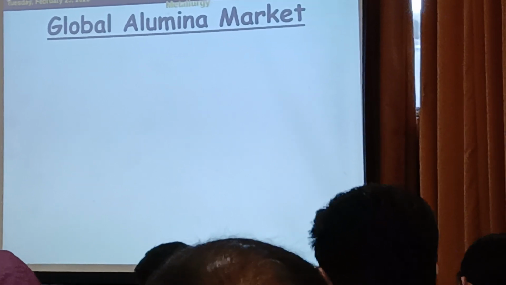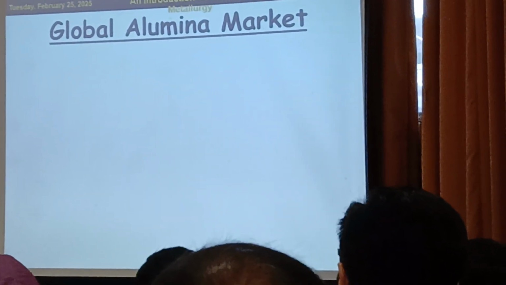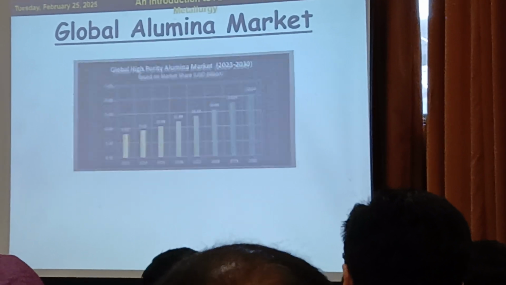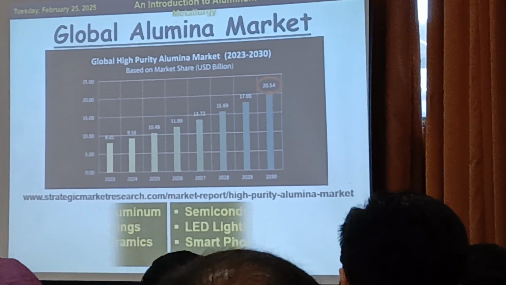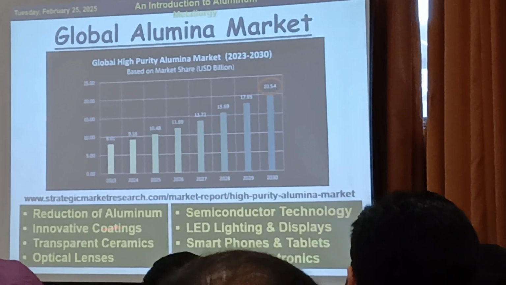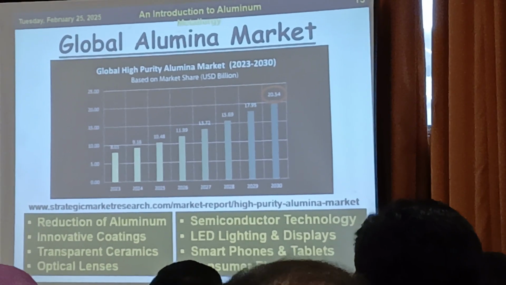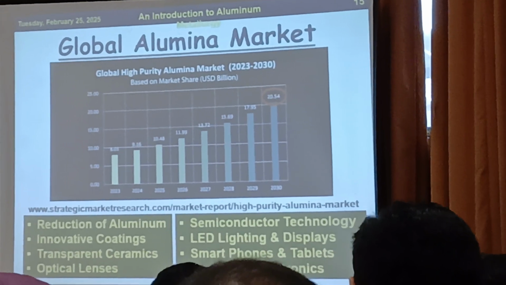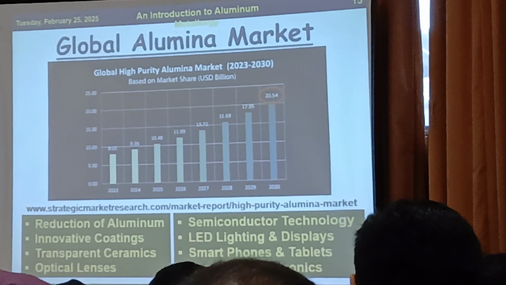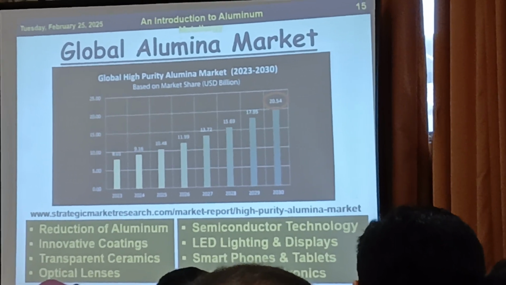Before I tell you the melting point, I will show you the global market of the alumina. Alumina is not only used for the aluminum production, but it is also used for other applications. You can see innovative coatings, transparent ceramics, and so much consumer electronics and other. And its market is projected to be more than 20 billion US dollars by 2030.